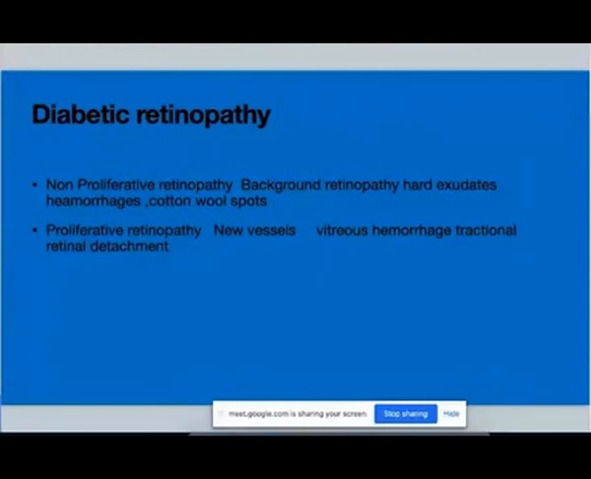Now, the most important disease which you will be asked in every field of your medical college journey, diabetes. And we are discussing diabetic retinopathy. So we divide this into two, non-proliferative and proliferative. In non-proliferative, we get background retinopathy. You may have hard exudates, hemorrhages, and cotton wool spots. And all of these can present with macular edema. With proliferative, you get new vessels because there's a lot of ischemia in the vessels. The blood flow is disrupted, so there's hypoxia, so new vessels generate. This may lead to vitreous hemorrhage and traction retinal detachment.